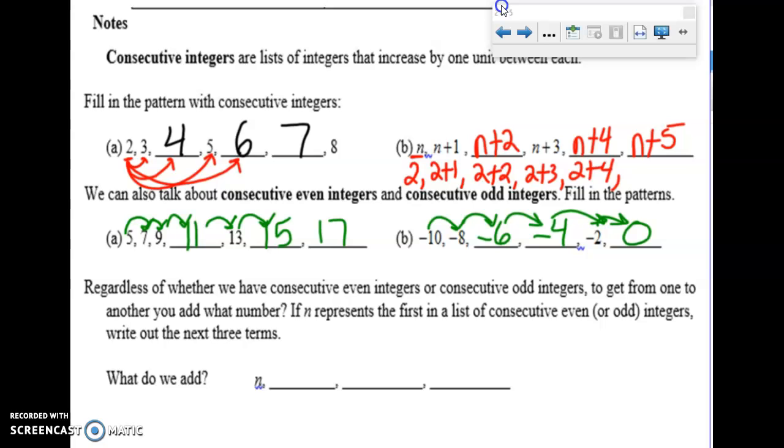All right? So looking at this, if the first number was n, the next number would be 2 more. And then it's got to increase by 2 again. So after that, it's 4 more. And then it's going to increase by 2 again from that number, and it's going to be 6. So when we're using that first number, notice how the pattern creates a consecutive even or odd just by adding 2 or 4 or 6. All right?